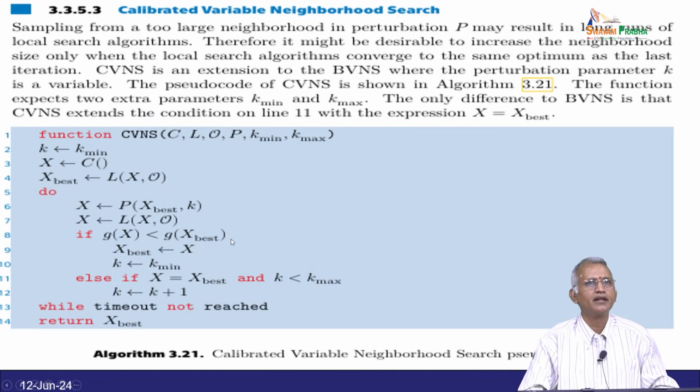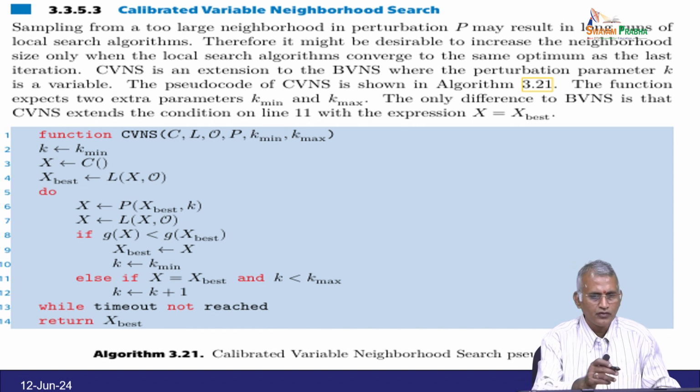Next, calibrated variable neighbourhood search. Sampling from a too large neighbourhood in perturbation P may result in long runs of the local search algorithm. Therefore, it might be desirable to increase the neighbourhood size only when the local search algorithm converges to the same optimum as the best iteration. So, the CVNS is the extension of BVNS, where the perturbation parameter k is a variable.